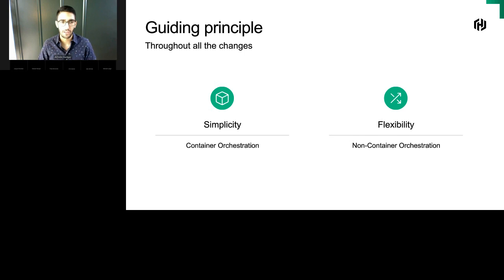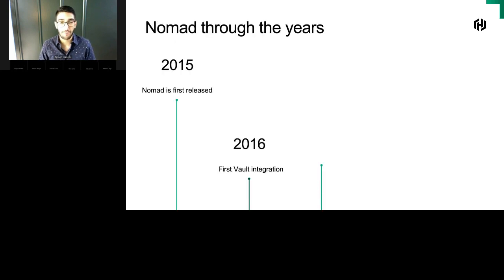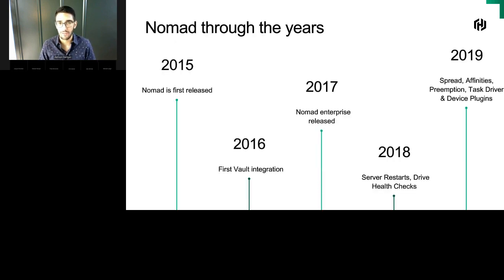So taking a quick look, like I said, Nomad was first released about 5 years ago now at our first ever HashiConf in 2015. It's gone through a tremendous evolution since then. Some of the highlights were, in the following years, when it first had Vault integration. Now, of course, we have fairly deep integrations with Vault and Consul as well.